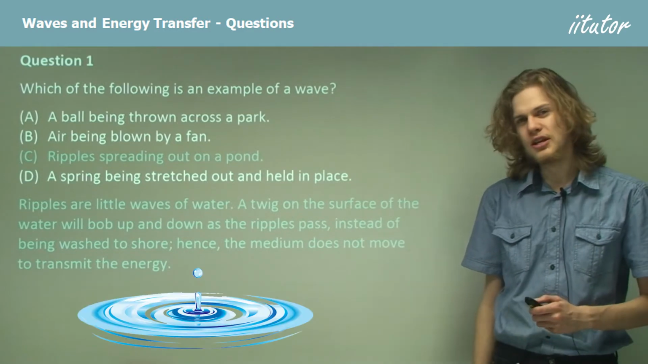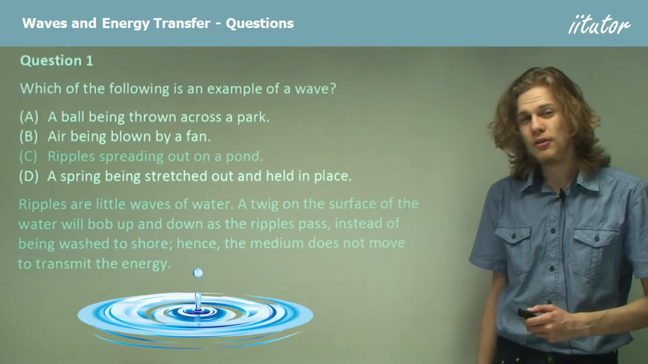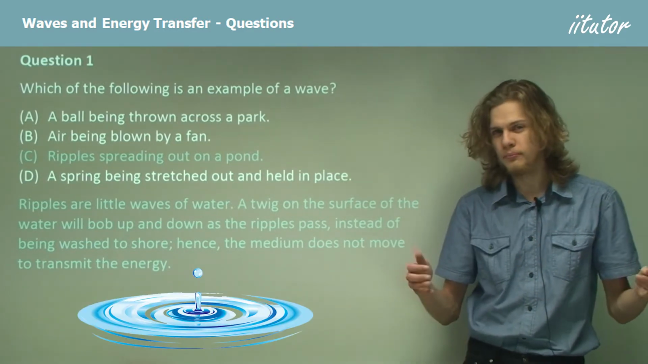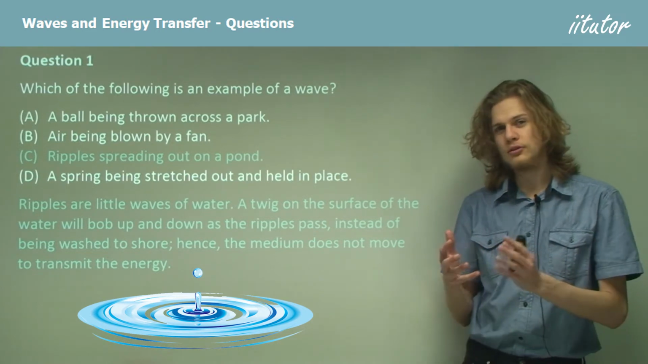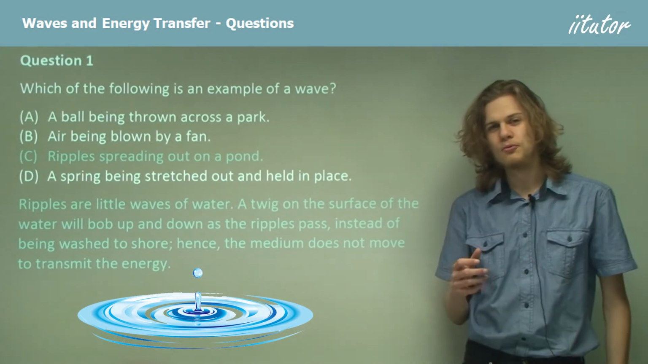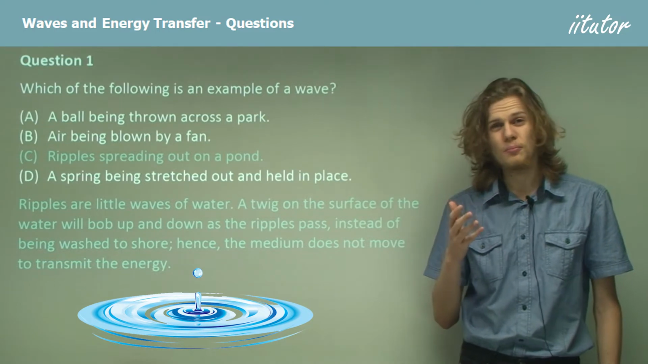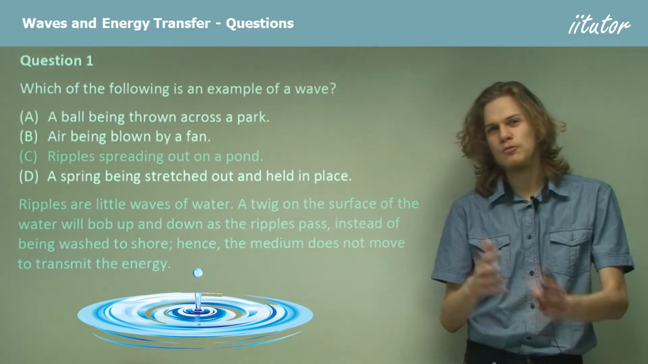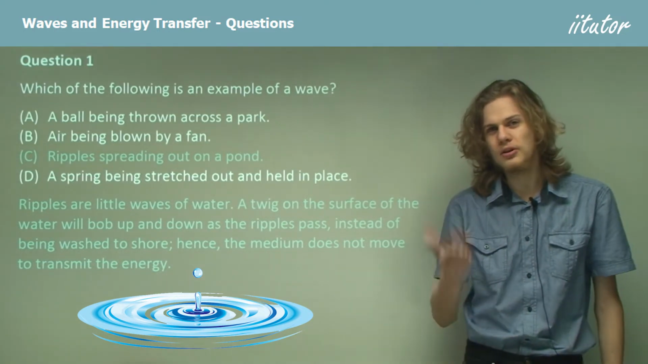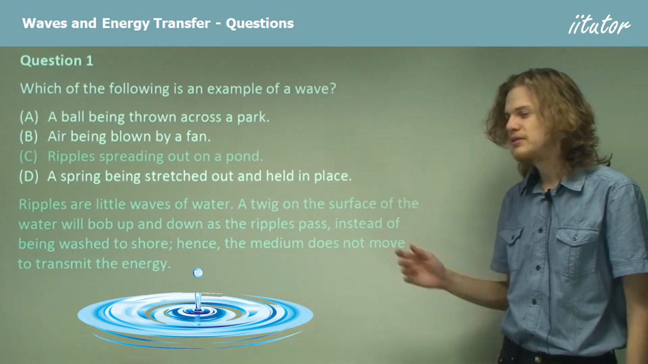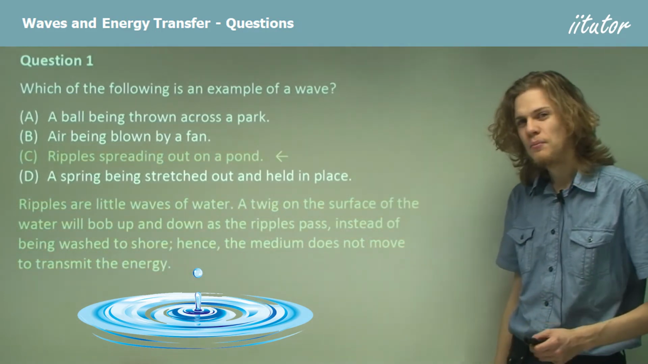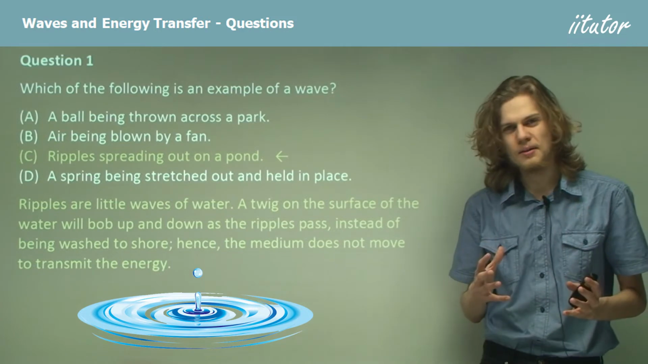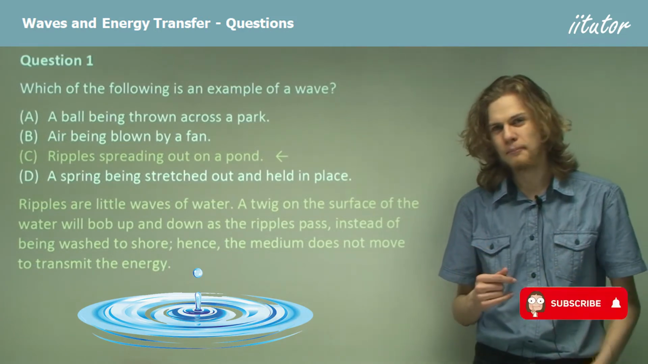Our last option is C, ripples spreading through a pond. Now in this case, we have a disturbance in the water, the ripples, and they're moving, so they're carrying energy. But if we look at the water molecules in the pond, they're not actually moving in the same direction as the ripples. They're just bobbing up and down. So C is a wave, because it's a way of transferring energy without transferring matter.